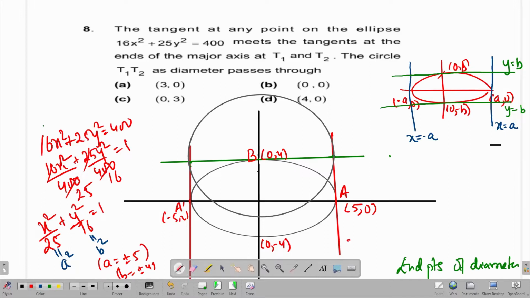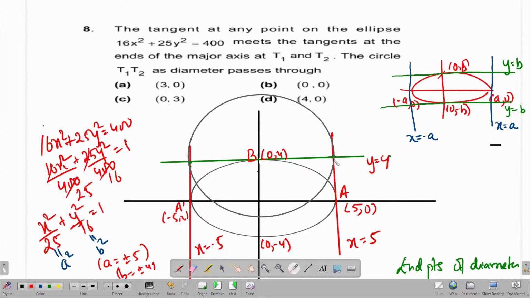So this tangent is x equal to 5, a line parallel to the y-axis and perpendicular to the x-axis, x equal to constant. And this is another tangent on the other end of the major axis, and this tangent is x equal to minus 5. So we have to draw two tangents at the ends of major axis, and one more tangent, the tangent at any point on the ellipse. So we can take that tangent as y equal to 4, which is drawn by this green line.